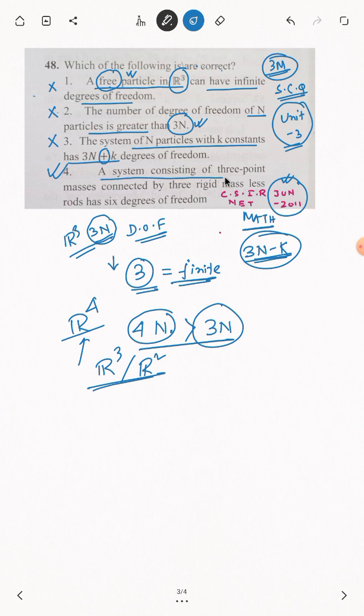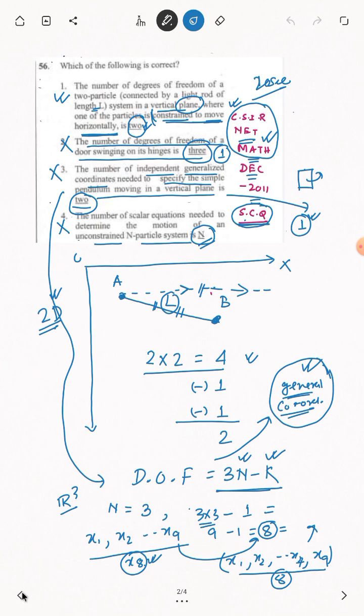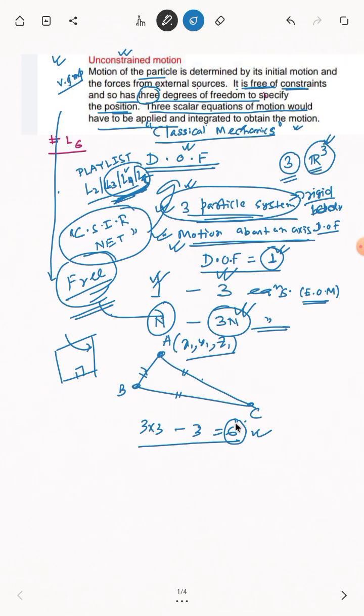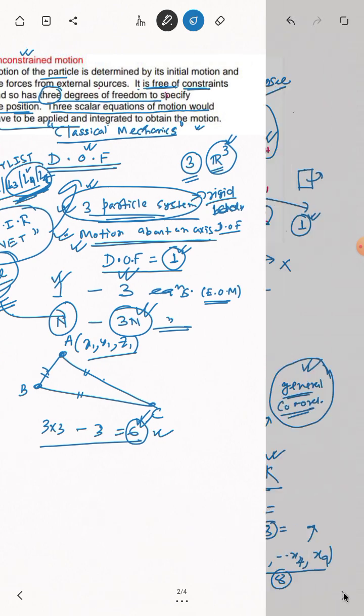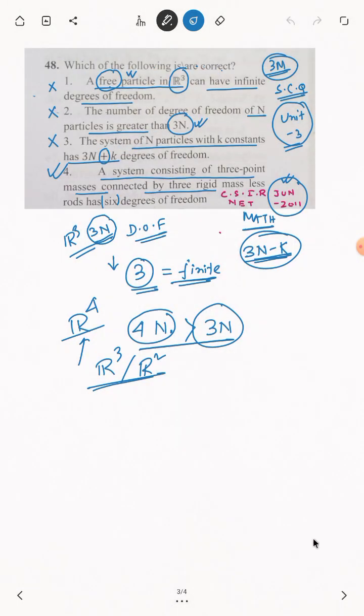A system consisting of 3 point masses, so they are talking about a 3 particle system, connected by 3 rigid massless rods has 6 degrees of freedom. We have discussed today also, and before, that for a 3 particle system the DOF is 6. As we have eliminated 3 options, obviously option 4 will be correct, and it is the result also. So DOF will be 6, and it is given to be 6. So this is correct. So again, a very easy question.